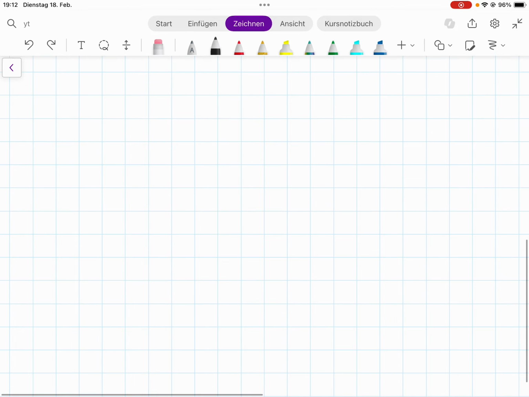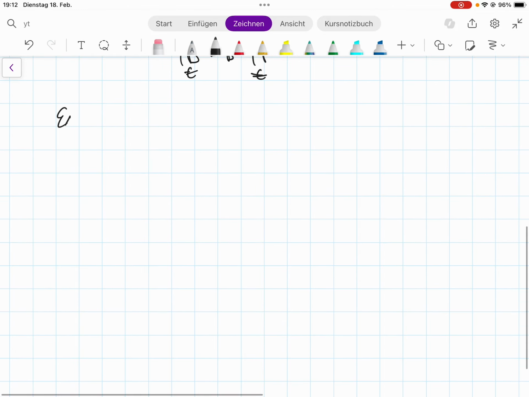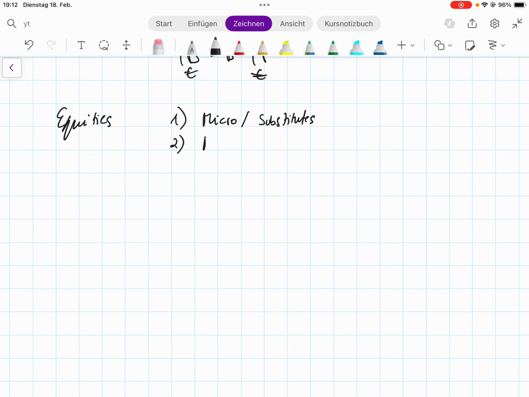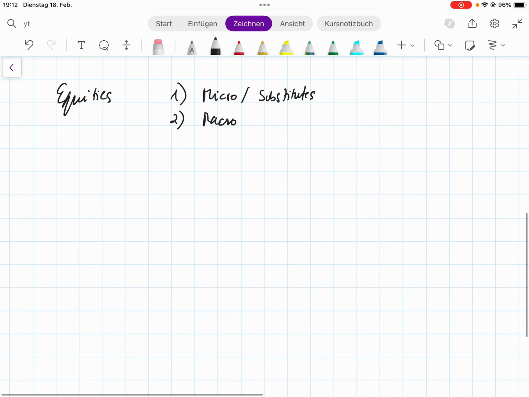Okay, let's have a look at equities. For equities, there are two reasons. One is more microeconomics based on substitutes. And the second one is more based on the macro view. So let's quickly go through them.